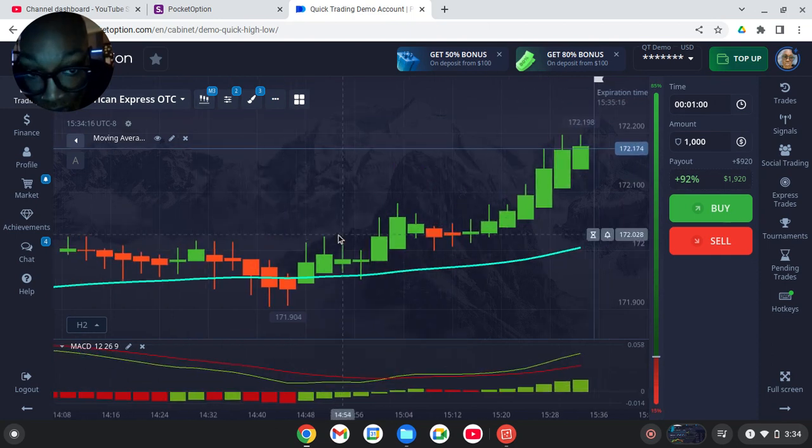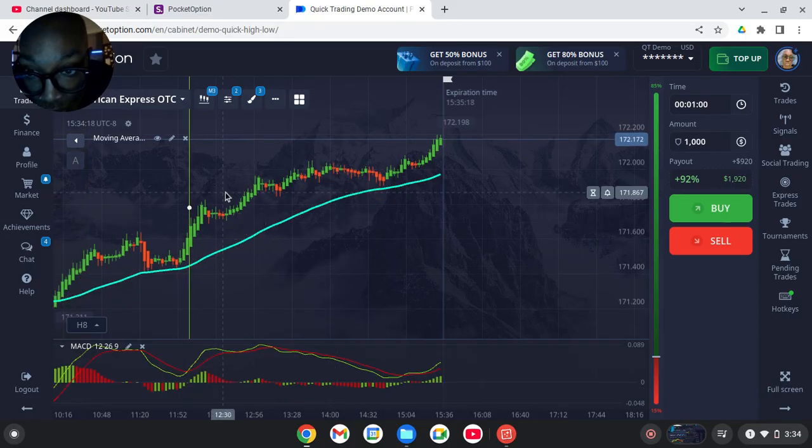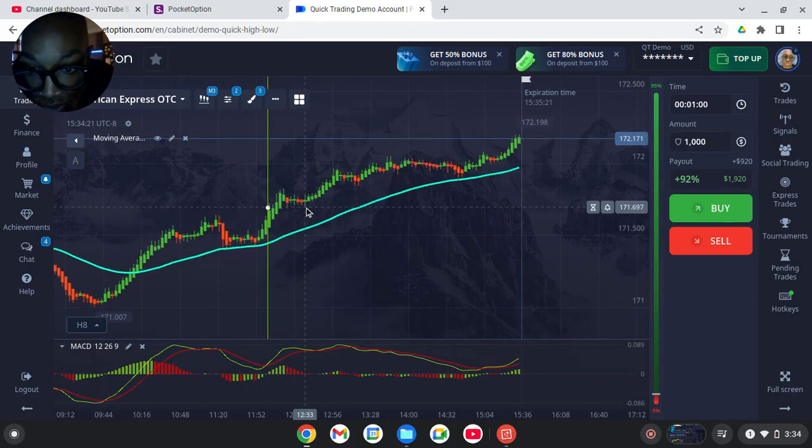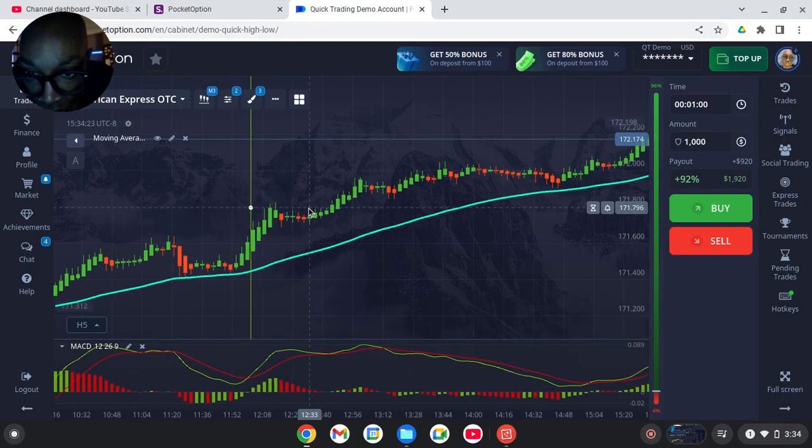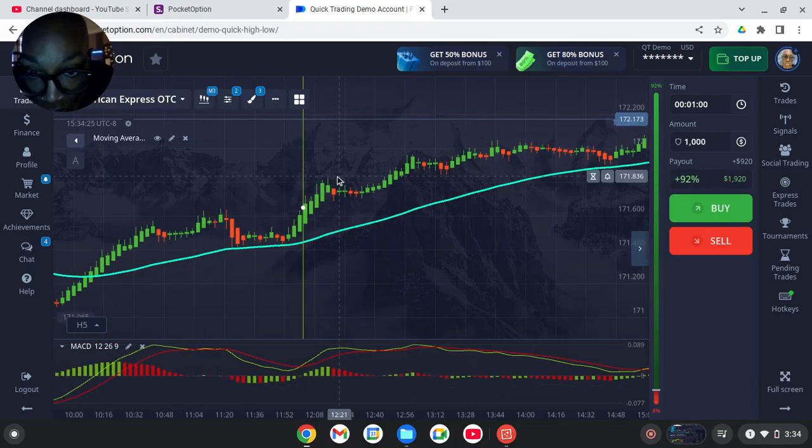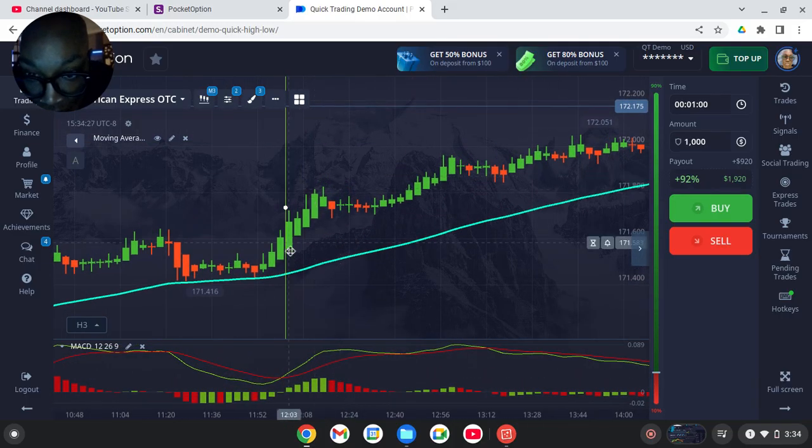So for me personally, I do 3-minute chart, 1-minute trade. If I was using this strategy in particular, I would be looking for positions that are as close to the 50 moving average as possible. So for me, that's going to be this blue line in the middle of the screen. So that's number one.